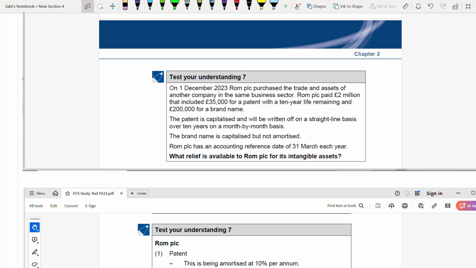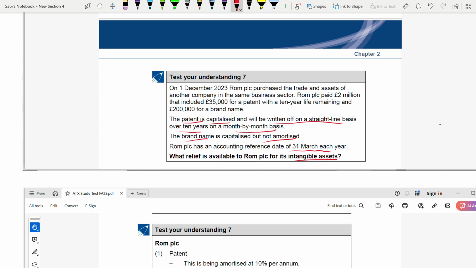Test your understanding 7. What relief is available to Rome PLC for its intangible assets? So you have one patent, one brand name. Brand name is capitalized but not amortized. Patent is capitalized and it will be written off on a straight line over 10 years on a month by month basis. Reference date is 31st March each year.